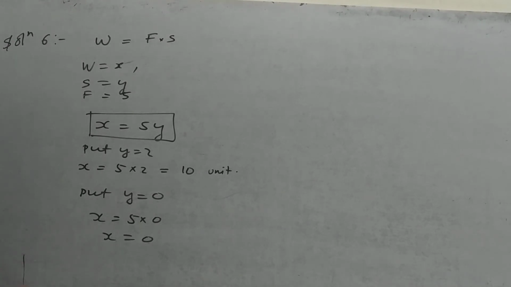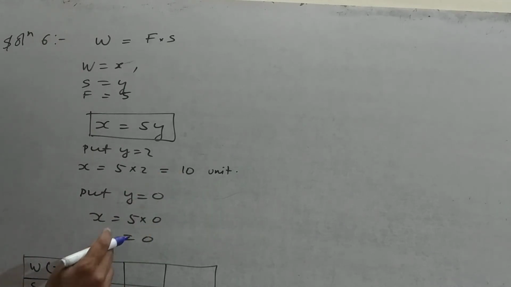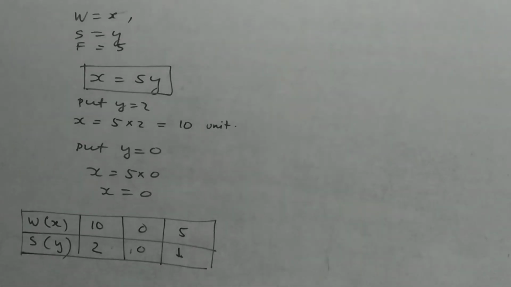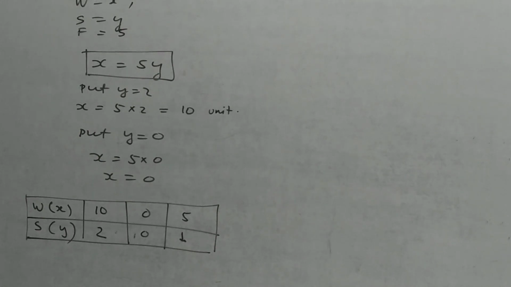Let us see. Work done is x and displacement is y. Put displacement equal to 2, this is 10. You put 0, it is 0. You can put 1, it is 5, since 5 ones are 5. So on the basis of this, I want you to draw the graph. I hope you can draw the graph for this.